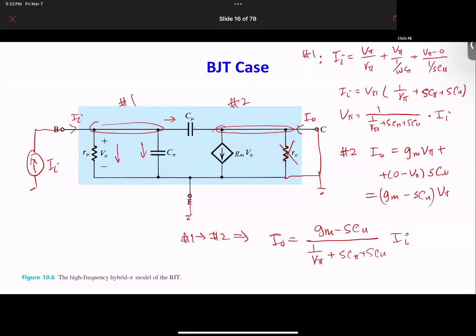So you can see this equation is pretty much the same as what we got before, except you've got 1 over R pi as an extra term in the denominator. And the top is very similar, with GM minus S C mu. The other one is the S C GS term, which often can be neglected because it's very small. So the bottom, instead of 1 plus this, we've got 1 over R pi plus this one.